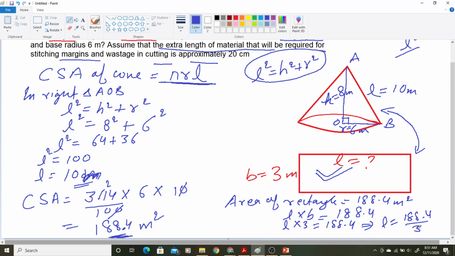188.4 divided by 3. 3 sixes are 18. Then 3 twos are 6, and so on. See how much we are getting. We are getting length as 62.8 meter. That means the length of the tarpaulin should be 62.8 meter and breadth should be 3 meter. Then we can build up a tent.